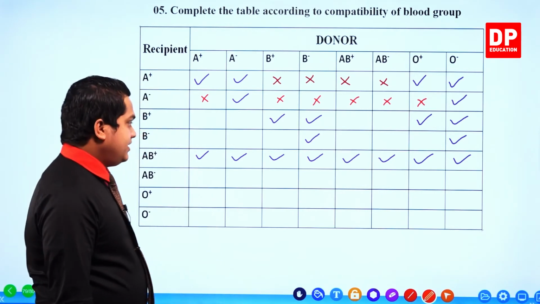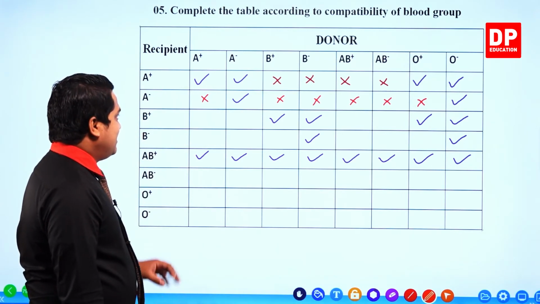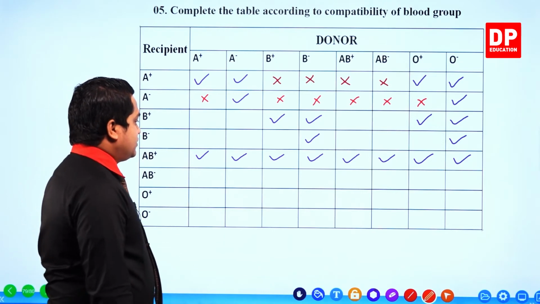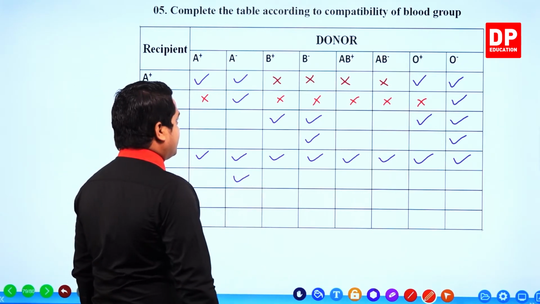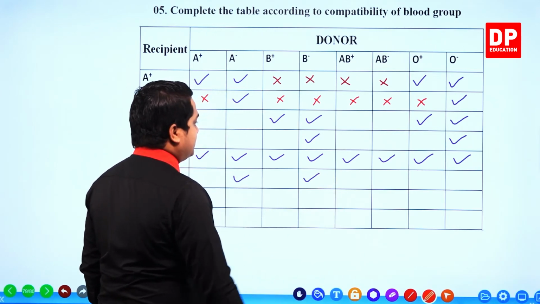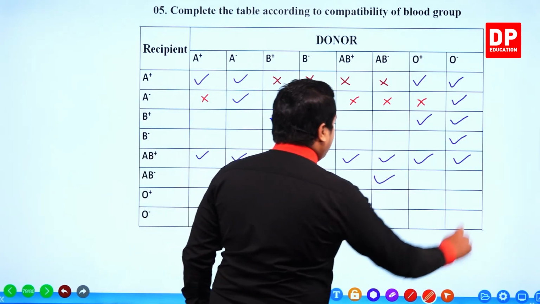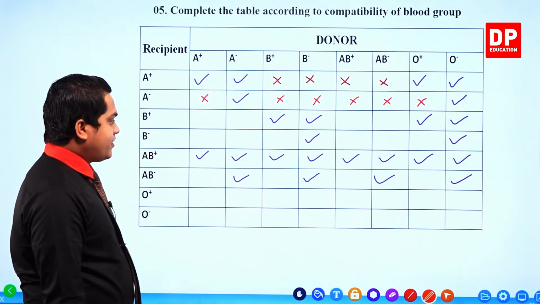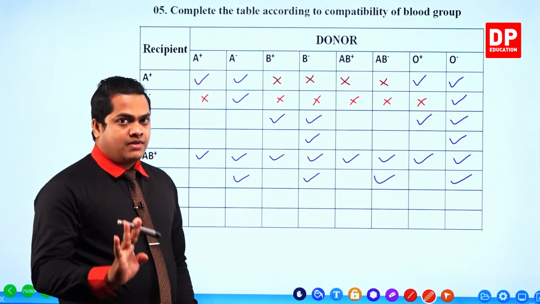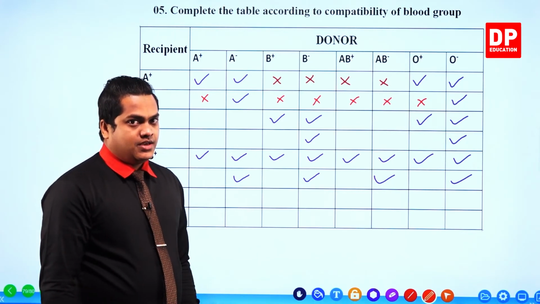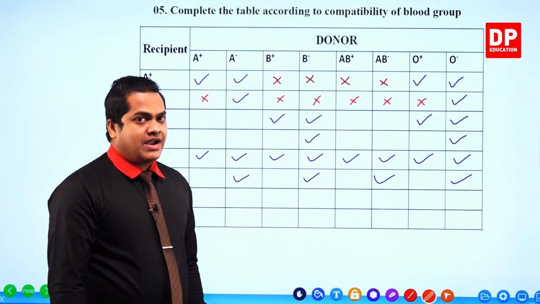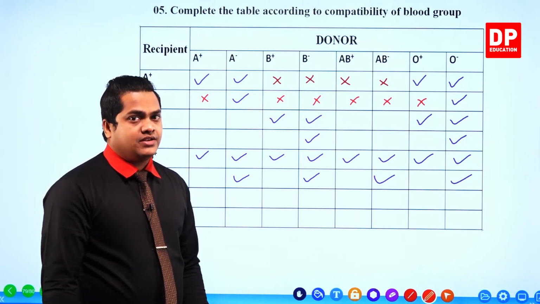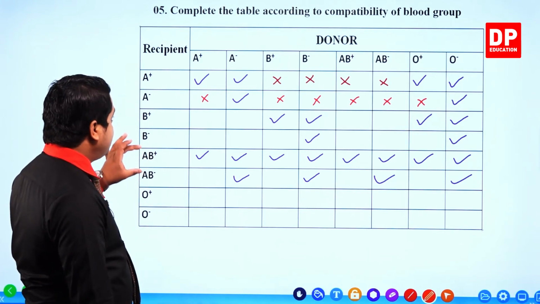Right? Then the next one, AB minus. Minus can receive only from minus, guys. AB minus can receive only from minus people, not from the pluses. From minuses they can take, but they can donate to anyone, plus or minus. But I'm only considering the recipient.